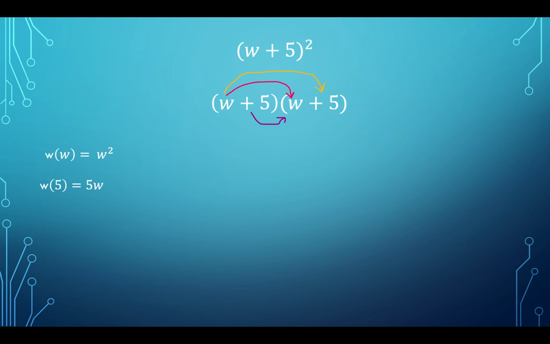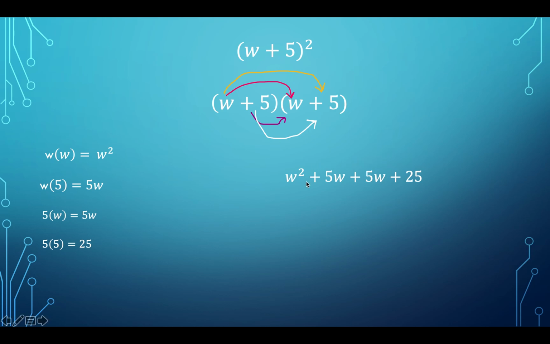Then I do the inner. 5 times w gives me 5w, and our last is 5 times 5. 5 times 5 gives me 25. So once we have it all to here, convert it to something like this: w squared plus 5w plus 5w plus 25.